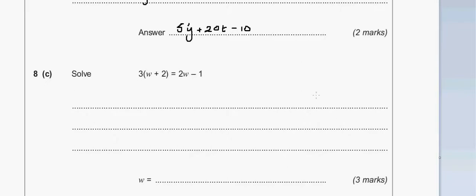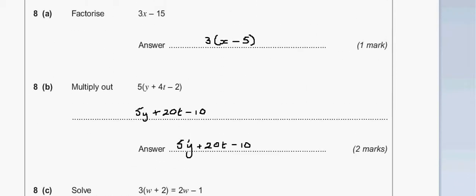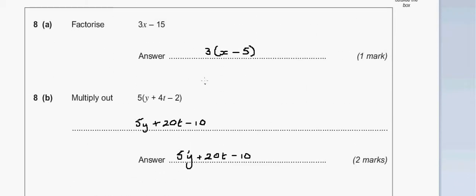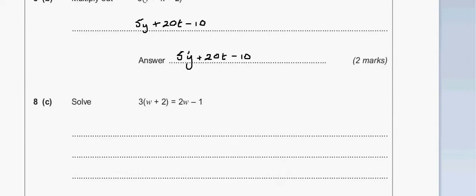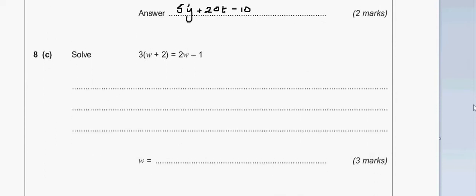Part C, and this is important, solve. Now here these two don't have equal signs, so we can't solve it. So don't look to try and solve anything and find values. Here we can. So to solve it, we don't like brackets, so we want to get rid of that.